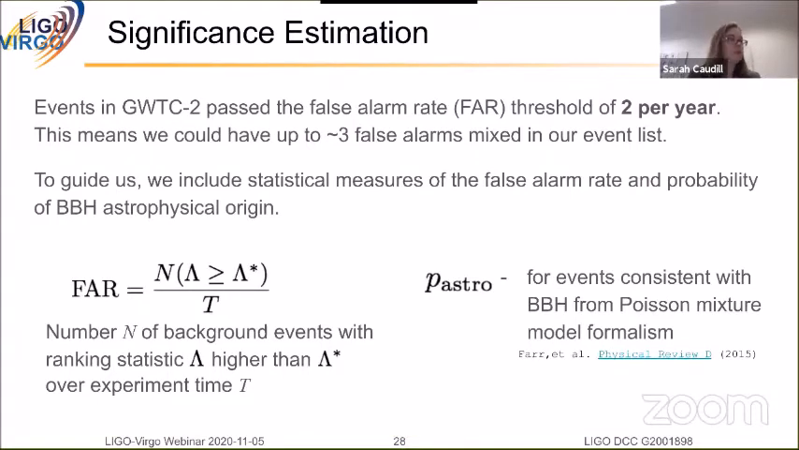The false alarm rate, shown on the left here, is computed by each search by computing the number of background events that yield a candidate with a ranking statistic, here that I've arbitrarily called lambda, higher than some lambda threshold. And this is over some experimental length T. And then for each candidate, we also compute the probability of origin from an astrophysical source, p-astro. In the catalog, you'll see that we only consider p-astro for events that are consistent with a binary black hole origin via this Poisson mixture model formalism. You can read more about that method in the paper referenced here if you'd like. So these are the 2 quantities that you'll see in the table on the next slide.